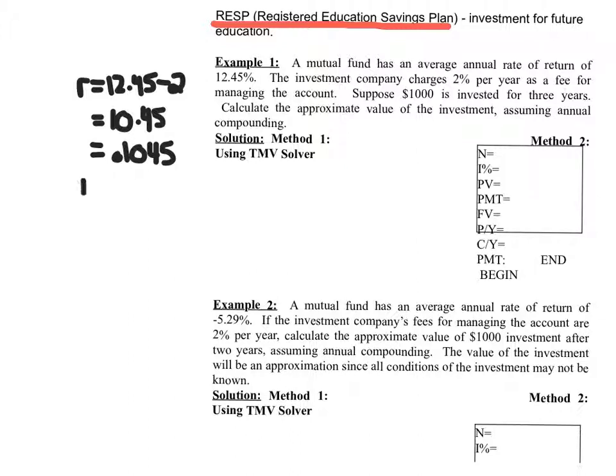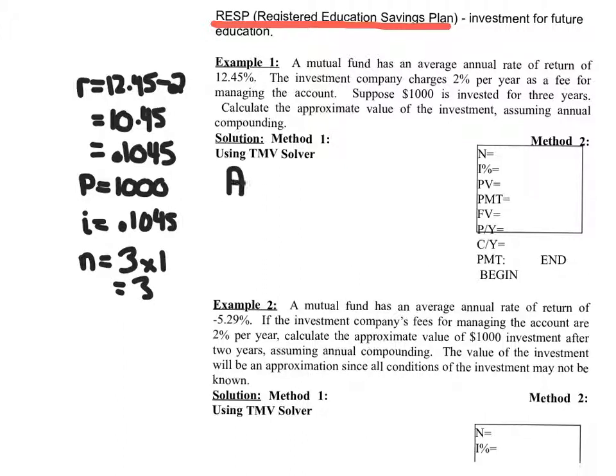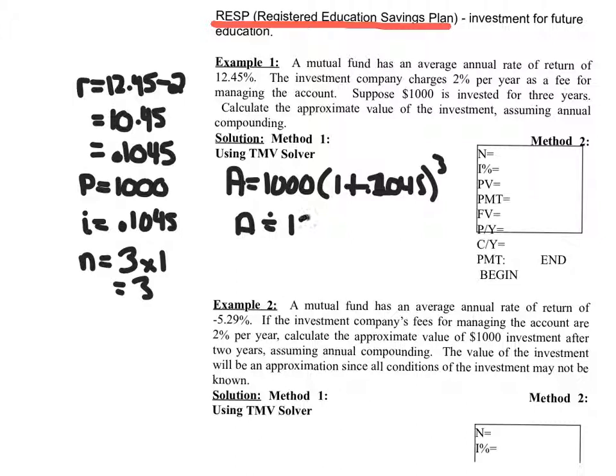If we're looking at our P value, we're going to start with $1,000. Our i value equals that interest rate divided by a compounding period of 1, so it just stays the same. And our time is 3 years, so 3 times 1 is just equal to 3. If we plug that into our formula, A equals 1,000 times (1 plus 0.1045) to the exponent of 3, we find that A equals approximately $1,347.40.